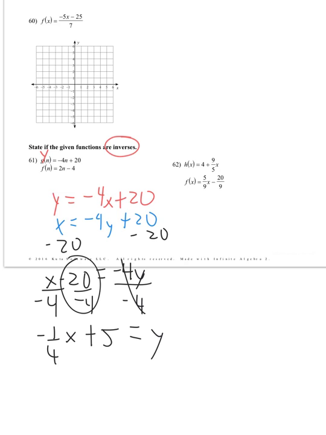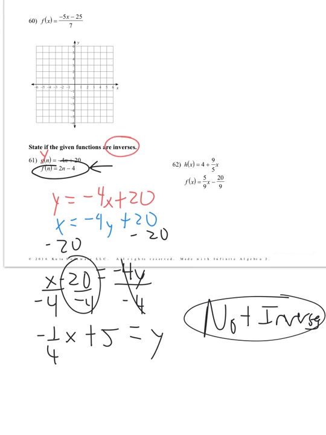So if I look at the second function, if I put my n back in, it'd be negative 1/4 n plus 5. If that is what the second function is, then they're inverses. Obviously, I have 2n minus 4 there, so these would not be inverses of each other. So it'd be no, or they are not inverses. So if you end up, take one function, it doesn't matter which function you start with. Just take one function, find the inverse, see if it's the other function.